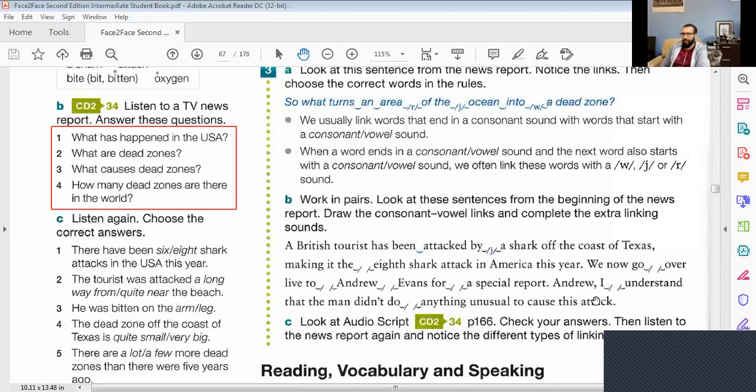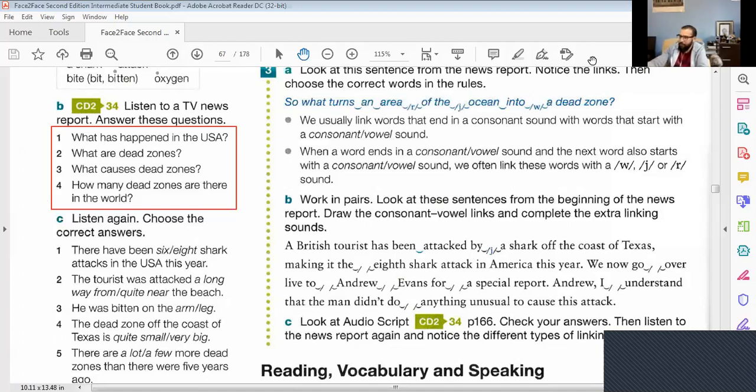So, Andrew, why are the sharks coming in so close? Well, Ryan Williamson, who works for the Texas Parks and Wildlife Department, believes that the increase in shark attacks is because of what they call dead zones. These are areas in the ocean where there isn't enough oxygen, so all the fish die. So there aren't any fish for the sharks to eat? Exactly. Many of these dead zones are actually quite close to the coast, so the sharks come in closer and closer looking for food. So what turns an area of the ocean into a dead zone? I'm afraid it's us, Beverly. People. There's too much pollution in the sea and it's killing all the fish.